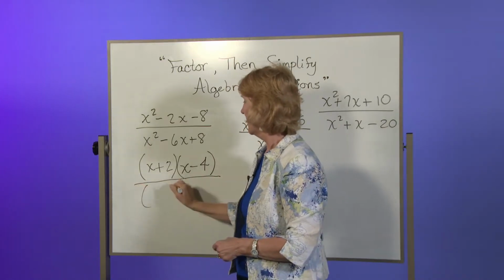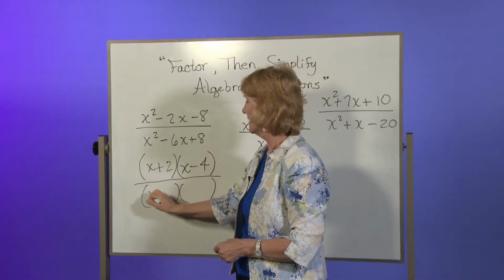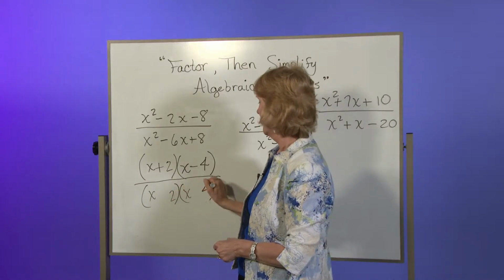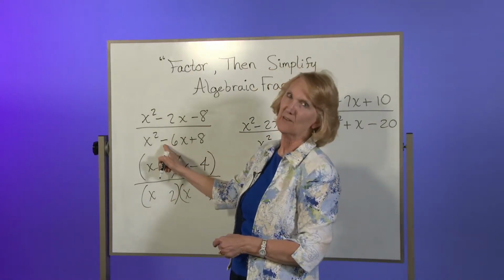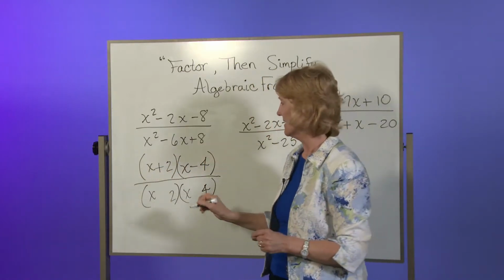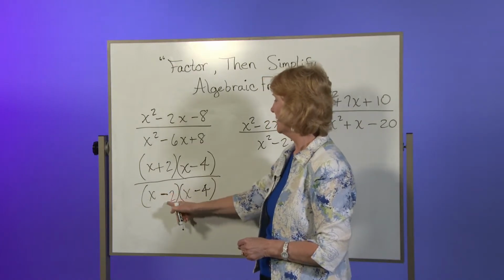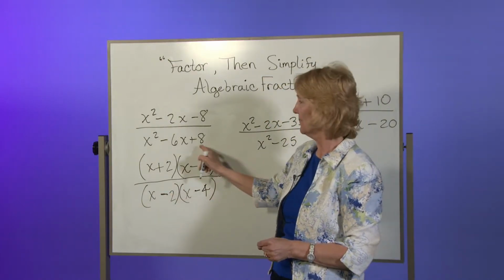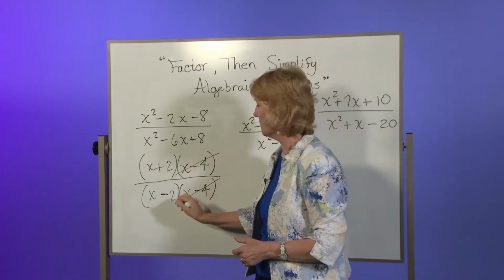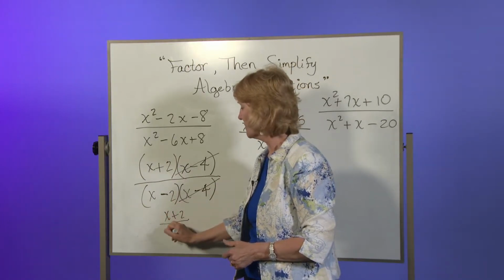Over top of. Now we need to factor the denominator. Factors of 8, so that's going to be 2 and 4 again. However, this time they need to add to give you a negative, but multiply to give you a positive, which means they both must have been negative. They both were negative to add to a negative, but a negative times a negative would get you a positive. Then you look at what will cancel, x minus 4 and x minus 4. That becomes your answer, x plus 2 over x minus 2.